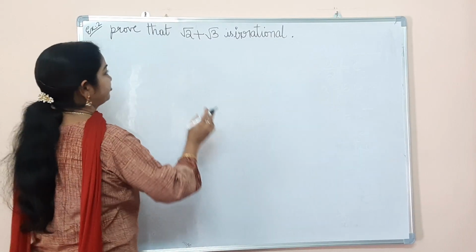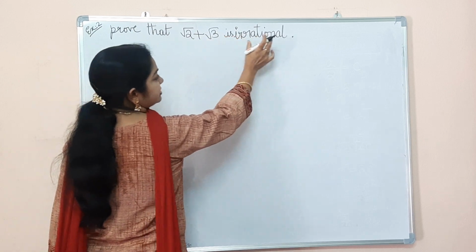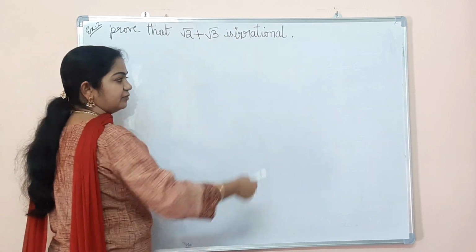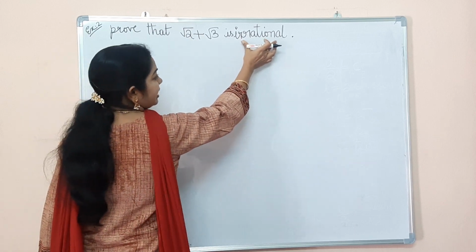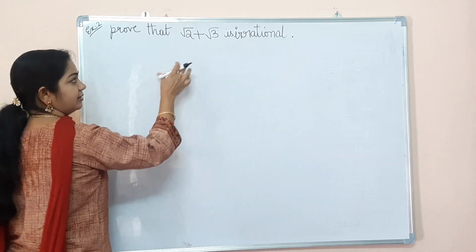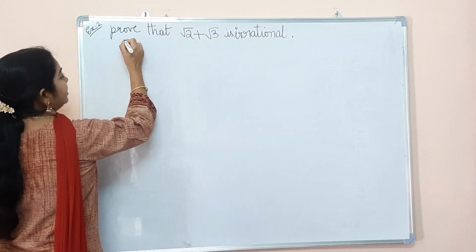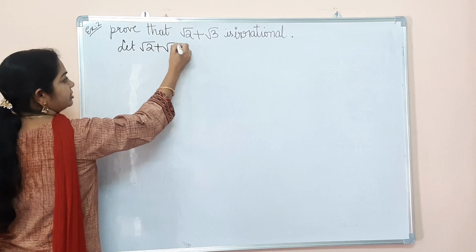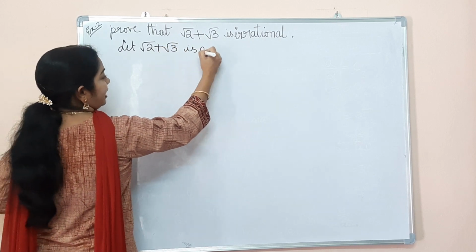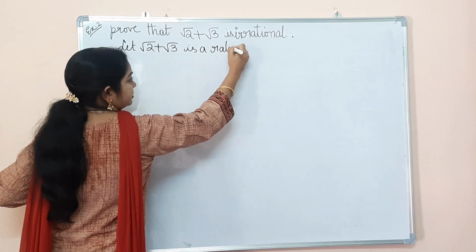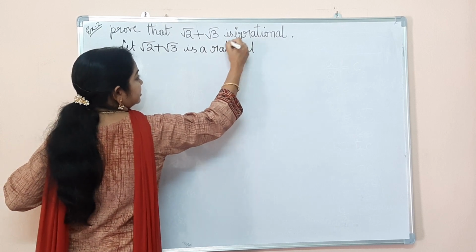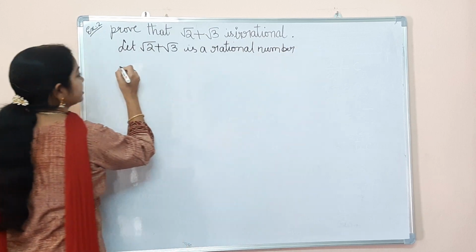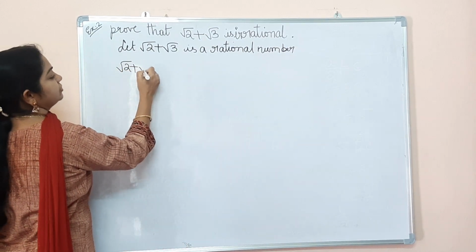Example problem here. Prove that root 2 plus root 3 is irrational. What do we have to start with? In the method of contradiction, if it is irrational, on the contrary, we have to start by assuming that this is rational. Let root 2 plus root 3 be a rational number.